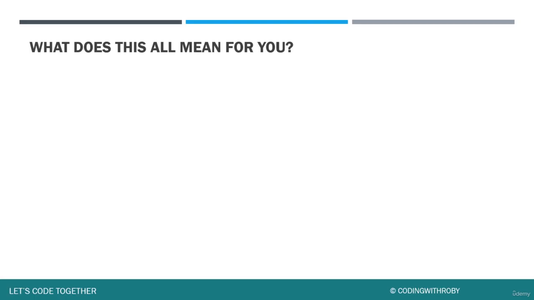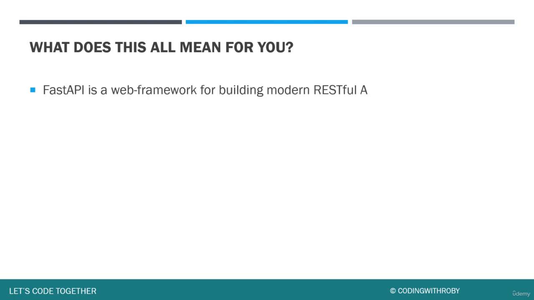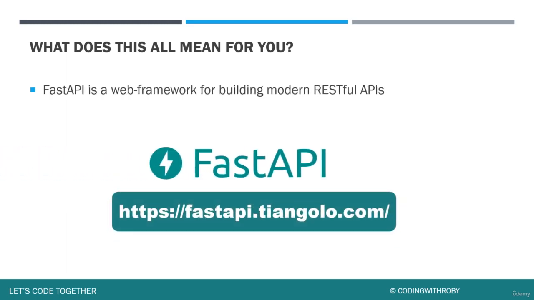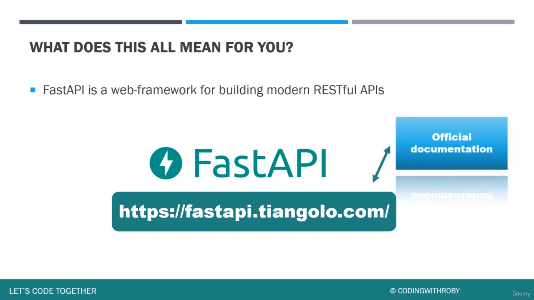So what does this all mean for you? Simply put, FastAPI is a web framework for building modern RESTful APIs. FastAPI has its own approach when dealing with URLs and receiving and sending data. If you're eager to jump in and dive more into the technical ability, please visit www.fastapi.tiangolo.com because this is the official documentation.